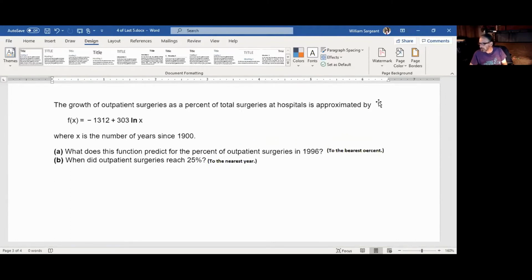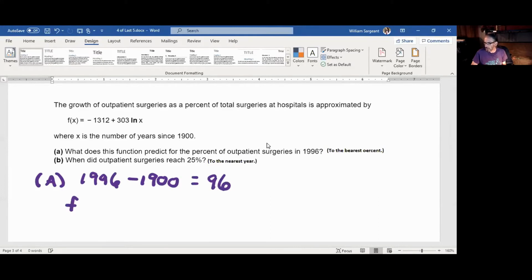Here we're asked, what does the function predict for the percent of outpatient surgeries in 1996? X is counting since 1900. So we should be putting in 96 for X. And when we do that, it's already going to be giving us a number that we're supposed to interpret as a percent. We're supposed to round that to the nearest percent.